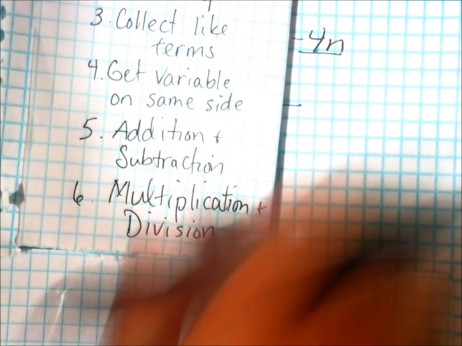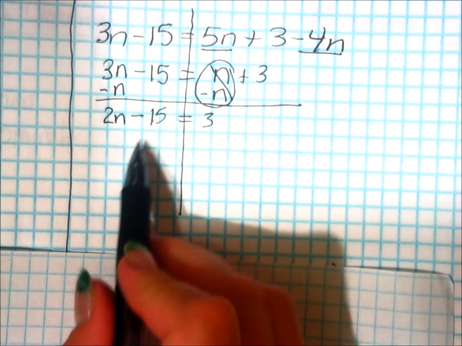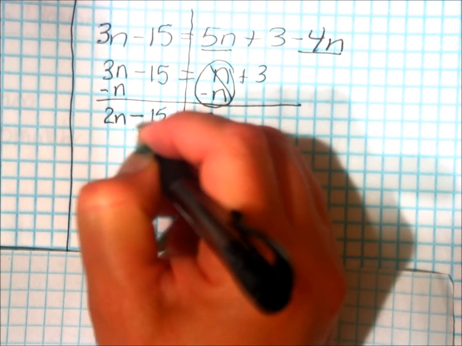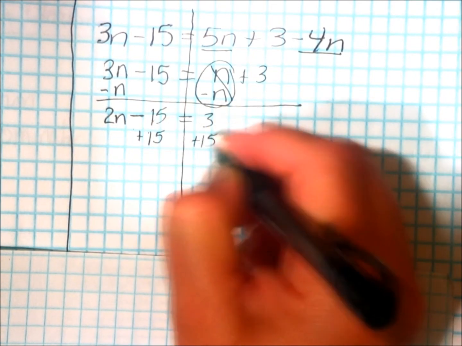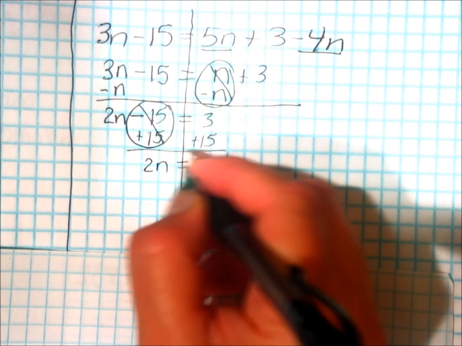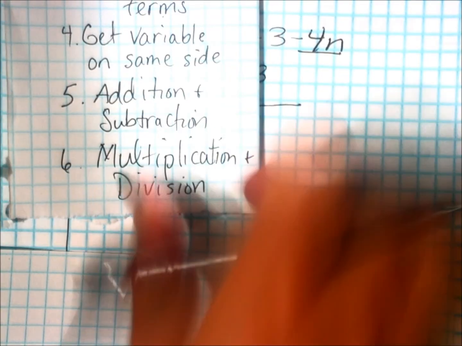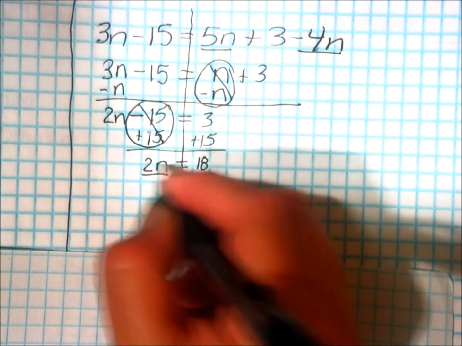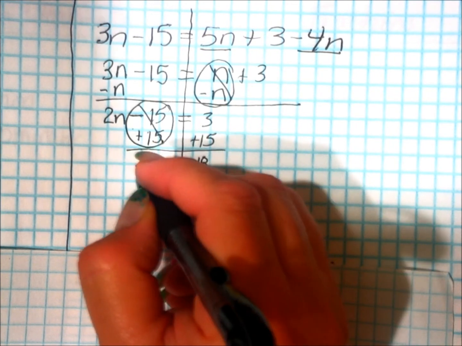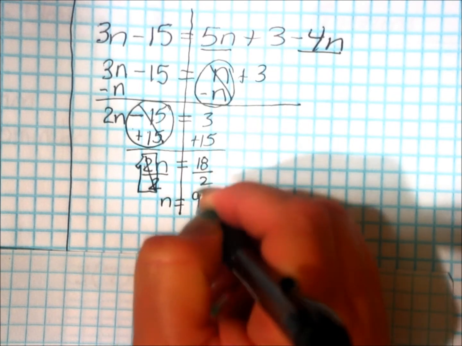So now it tells me add and subtract. The whole purpose is to get the n by itself. So we got to get rid of this 15, and it's a negative 15. And the opposite of subtracting 15 is adding 15. This gives me the 0. Here I'm left only with 2n. 3 and 15 makes 18. My last step, multiplication and division. So I'm looking here, dividing, because the opposite of multiplication, and that's 2 times n, is division. 2 divided by 2 is my 1, and I'm left with n equals 9.